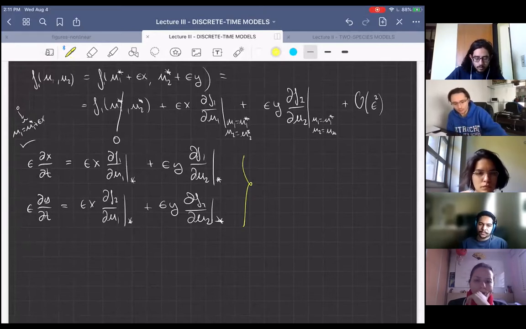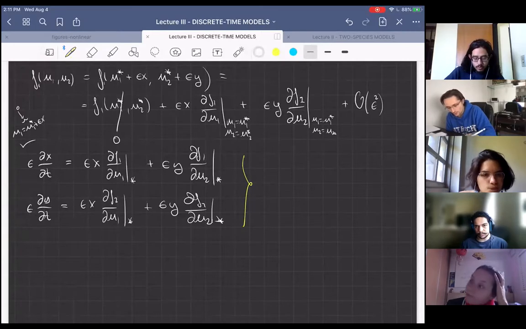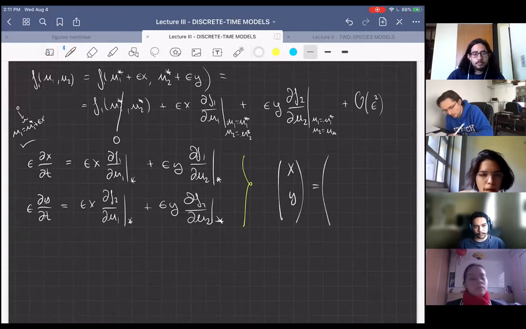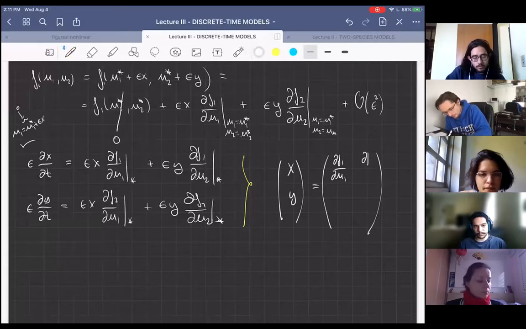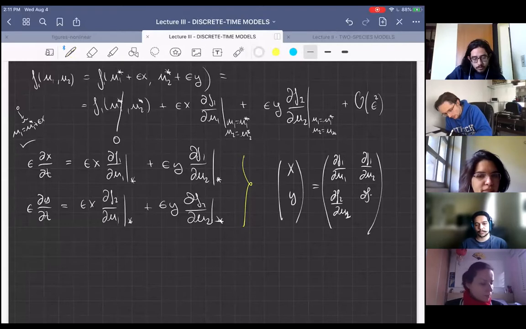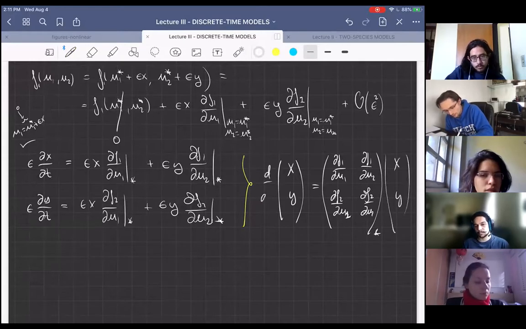And because I now have a linear system, I can write it in a matrix form, which is what I am looking for the rest of the discussion. So basically now, for those of you that are not very used to the matrix notation, I can write it this way. This is 1, this is 2. This is evaluated always in the fixed point times x, y, and this is, sorry, derivative with respect to time.